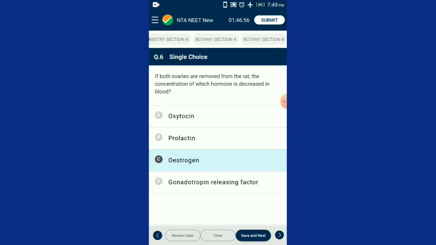Oxytocin is secreted by posterior pituitary and prolactin is released by anterior pituitary. Gonadotropin releasing factor is produced by the hypothalamus. So the answer is option C, estrogen.